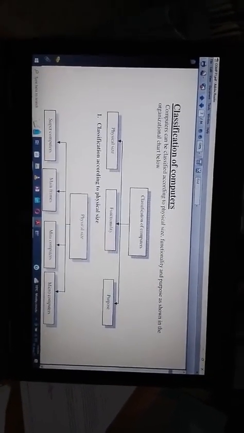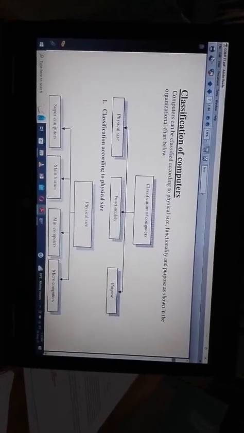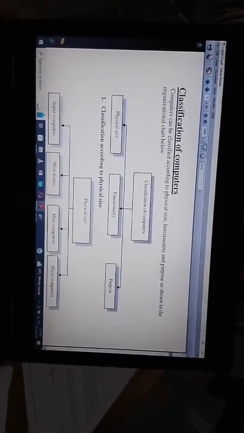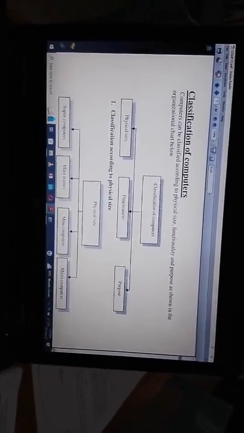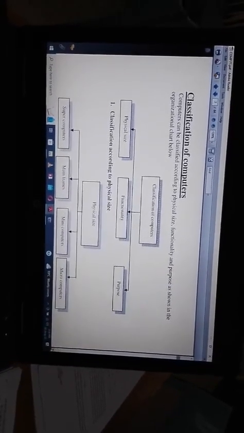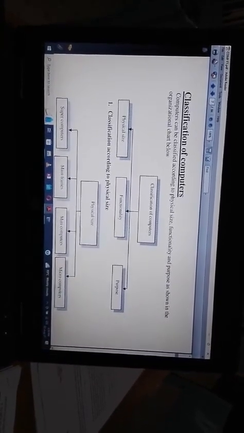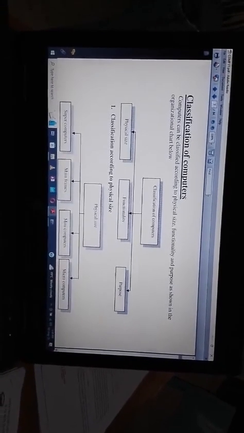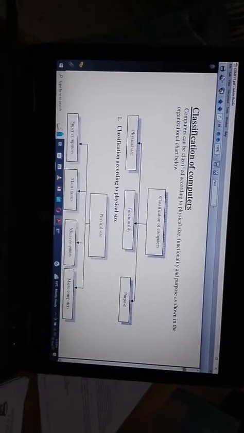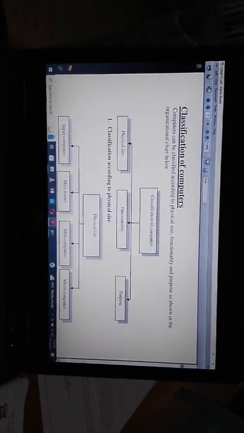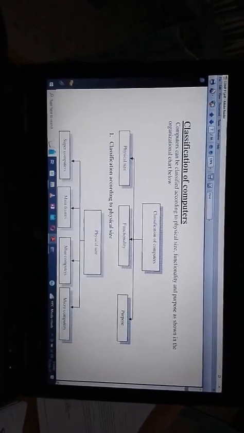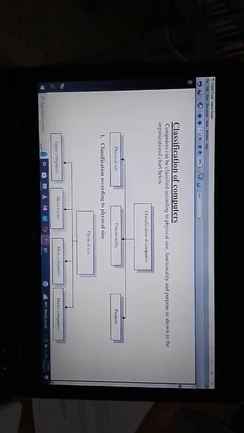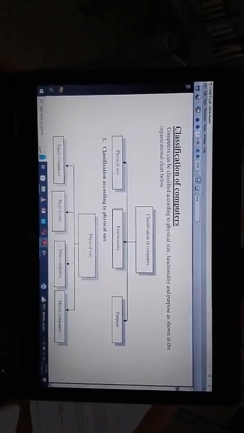Actually, we do classify computers according to the physical size, according to functionalities, according to purpose, and I've tried to make it a bit easy for you by putting it in a hierarchical manner. So the first one is classification according to physical size.